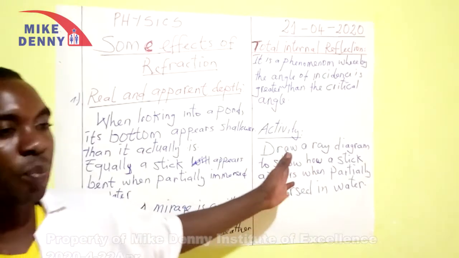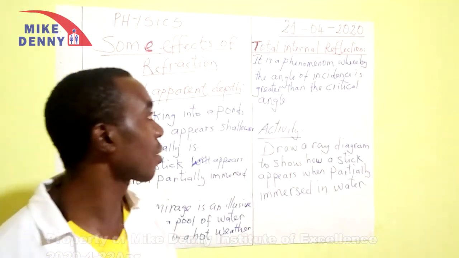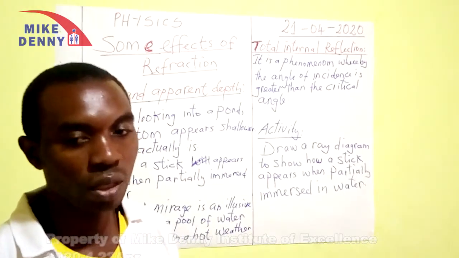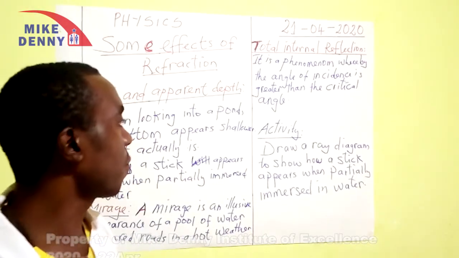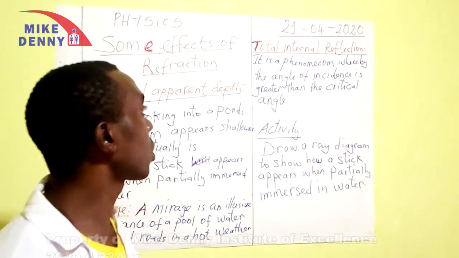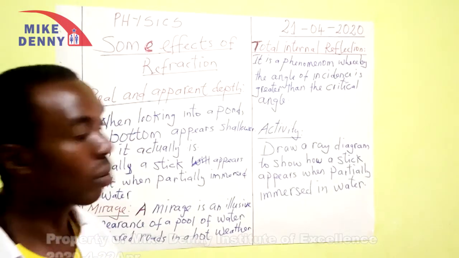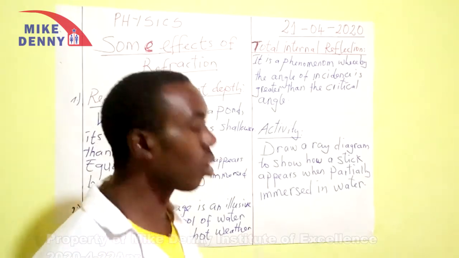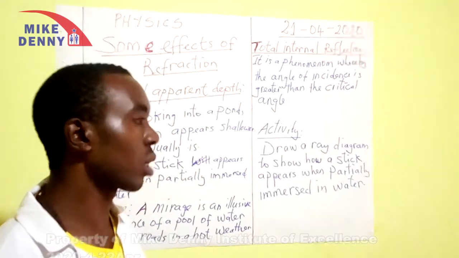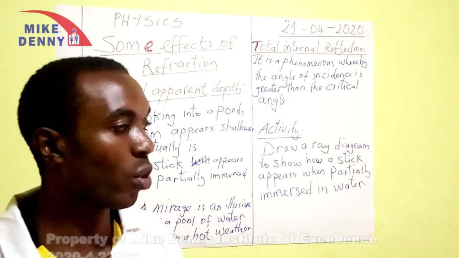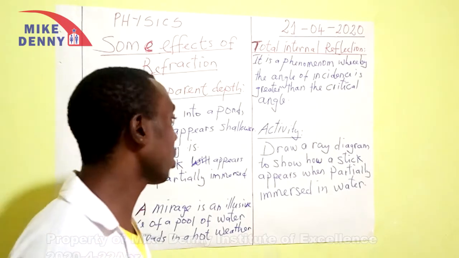This is very applicable. This total internal reflection is applicable in optical fiber because optical fiber functions on the basis of total internal reflection such that none of its energy should be lost along the way when information is being transmitted from one point to another.